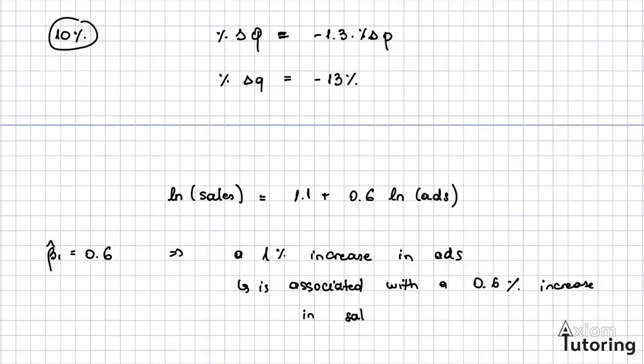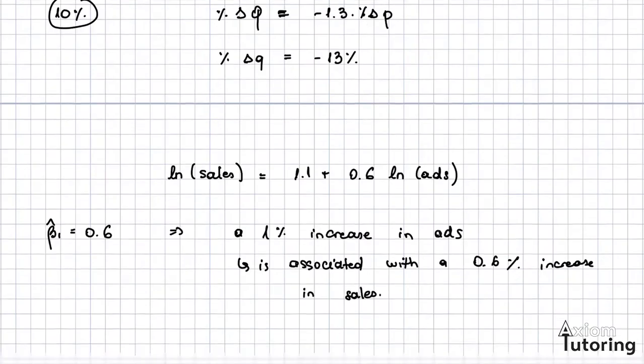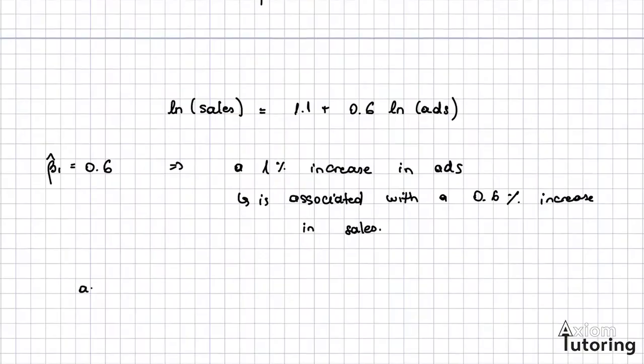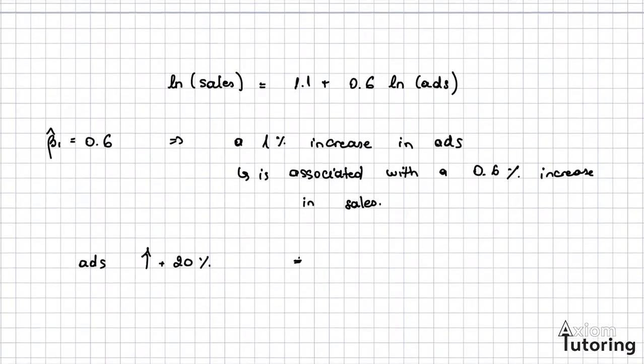in sales. Okay. And if, let's say, ads increase by 20%, what that will mean for us is that the percentage change in sales is going to simply be 0.6 times 20%, being 12%. So a 20% increase in advertising will be associated with about a 12% increase in sales.